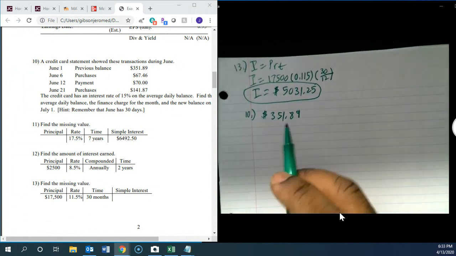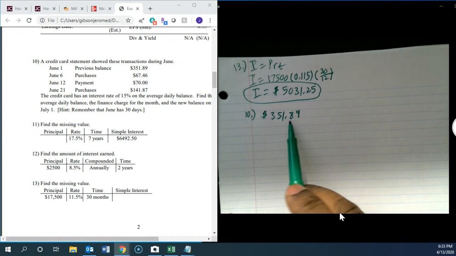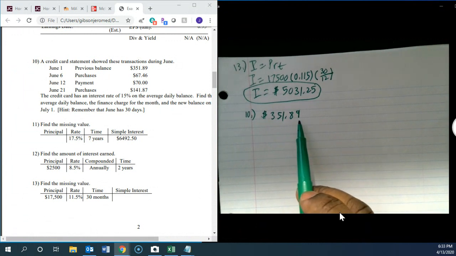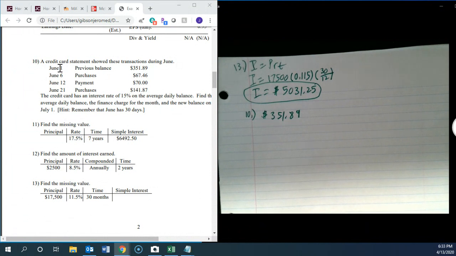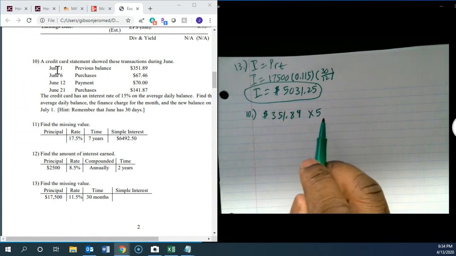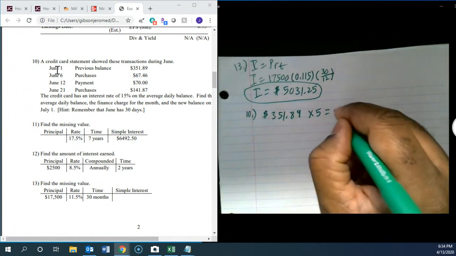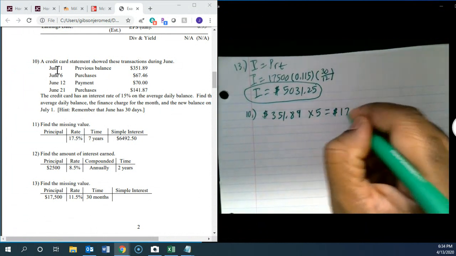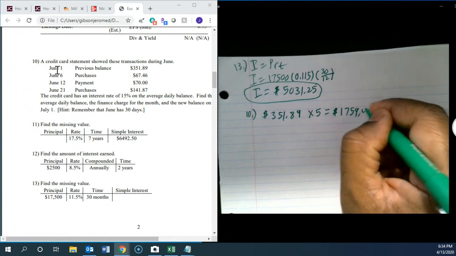So we start off on June 1st with $351.89. Now, if you look here, this balance stays there from June 1st, and then it changes on the 6th. So we account from June 1st to the 5th, that's 5 days. So we have to multiply this value by 5 days. So that would give us $1,759.45.